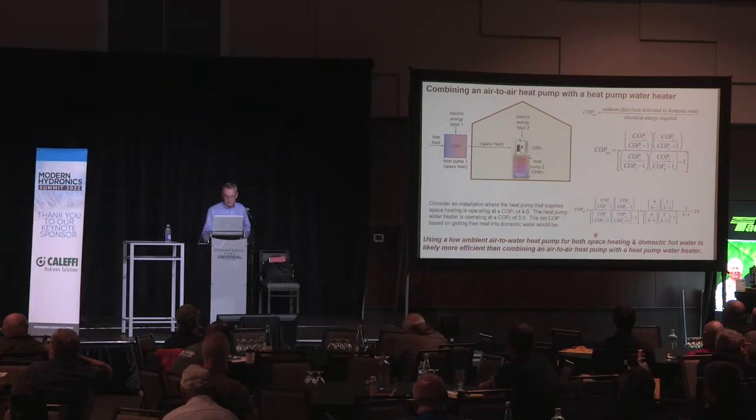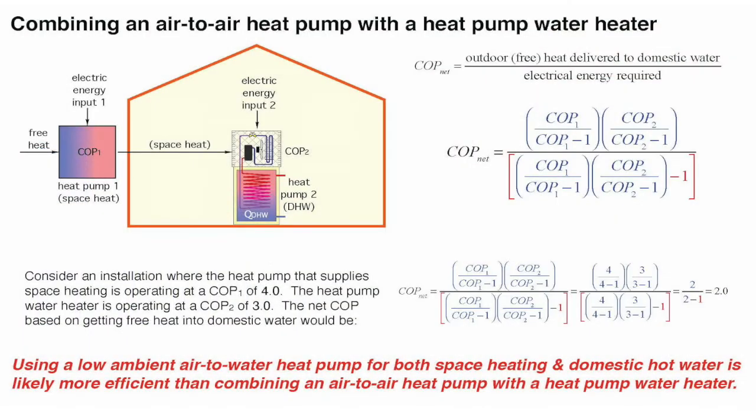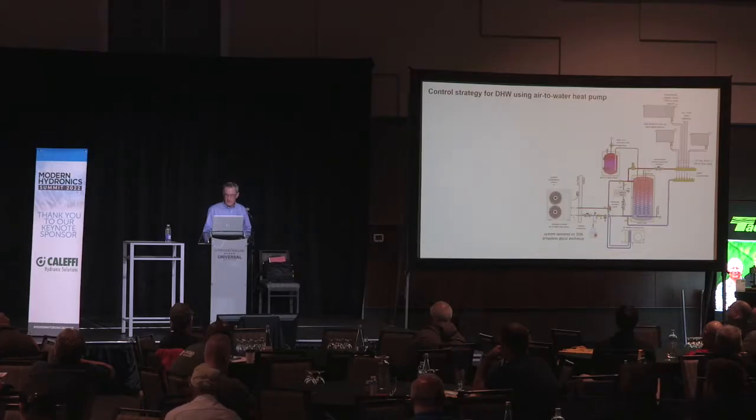So I would contend that, again, using a low ambient air-to-water heat pump on an annual basis and bringing the domestic water load into the picture is a better solution than using something like a ductless mini split along with a heat pump water heater. You're going to get higher average seasonal COPs. You're going to be able to heat the water with a heat pump, but do it more efficiently than that combination of, let's say, a ductless mini split system with a heat pump water heater, okay?